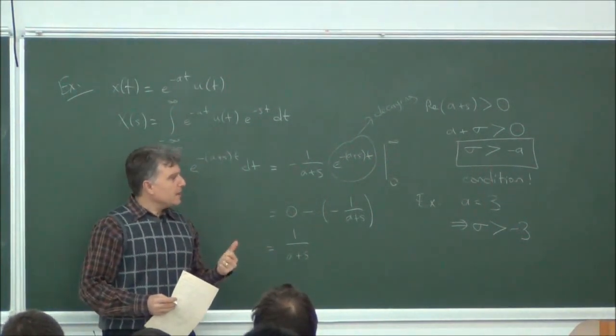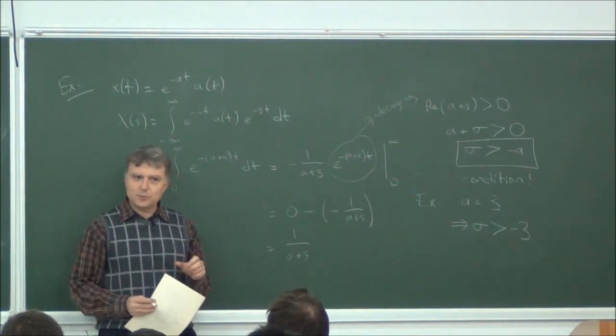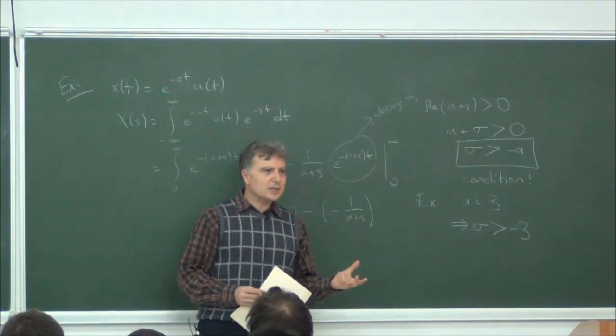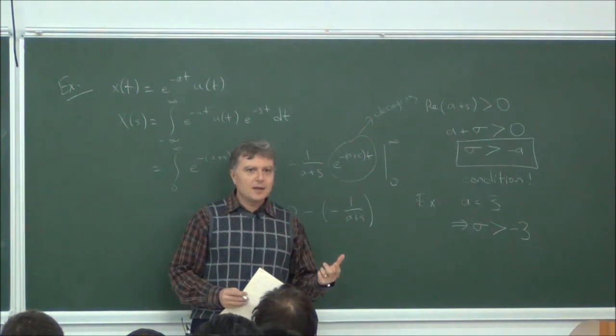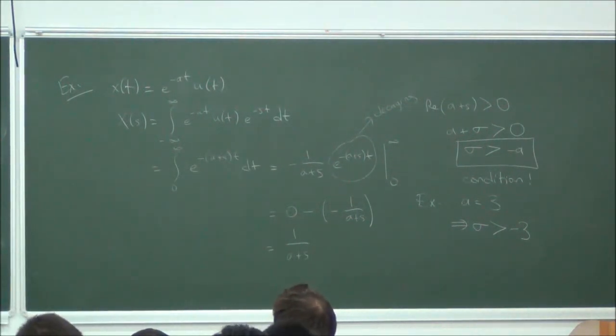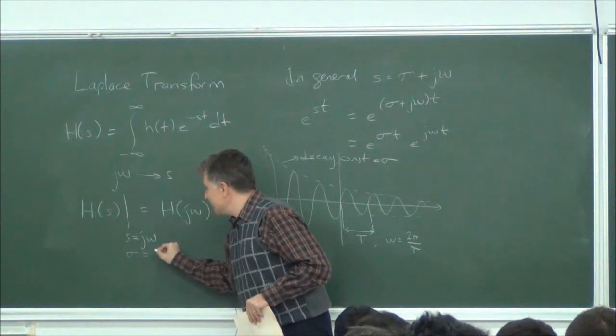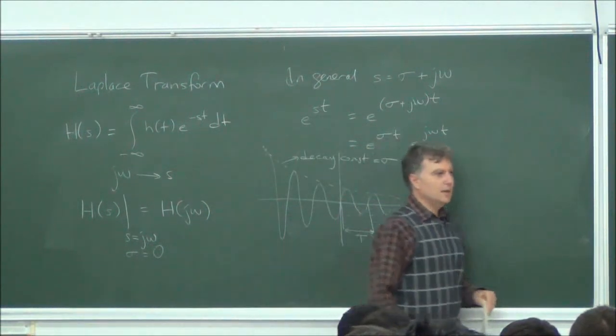By the way, does it satisfy the Fourier conditions? Can you see the relation to the Fourier transform? What was the Fourier transform in terms of Laplace? The Fourier transform is the Laplace transform at s equal to j omega, which means sigma is equal to 0.